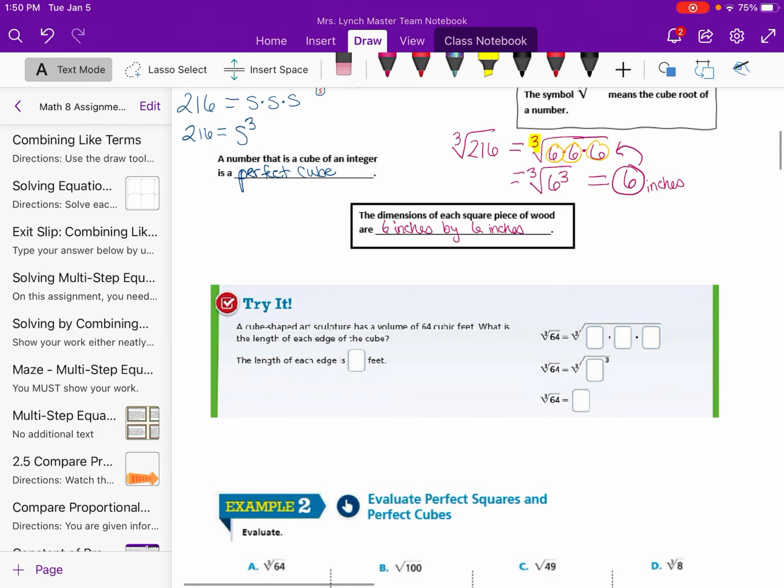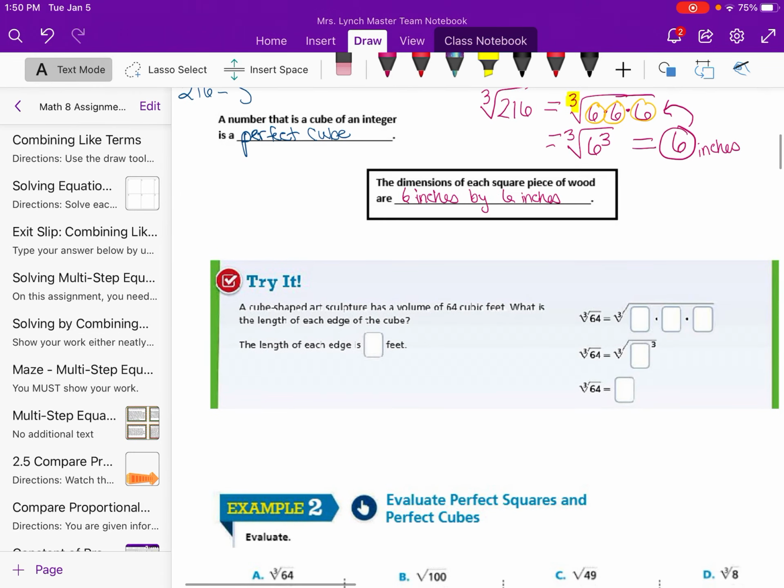Okay, let's try the try it section. And again, I know some of this got a little blurry. I don't know why, but it did. It says a cube-shaped art sculpture has a volume, again, volume means a cube, so length times width times height, has a volume of 64 cubic feet. What is the length of each edge, in other words, each side of the cube? And it's already set up for us over here.